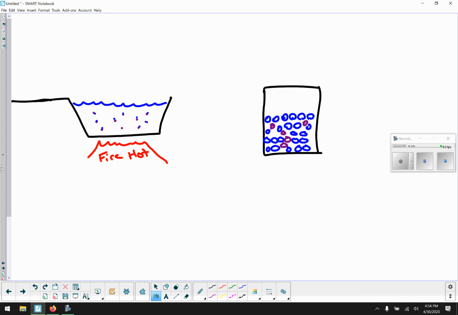And fire is indeed hot, by the way. I'm such a bad drawer or artist that I actually just labeled that because I figured you might not know what the heck was going on.